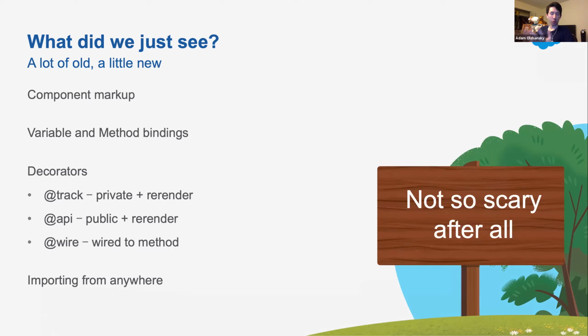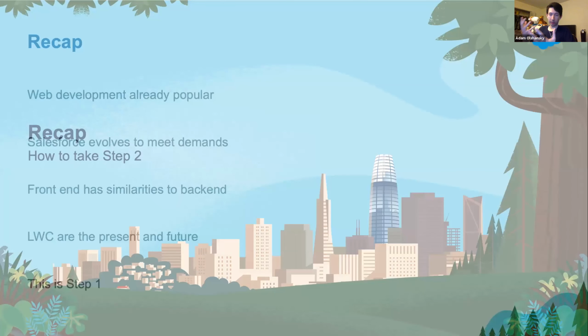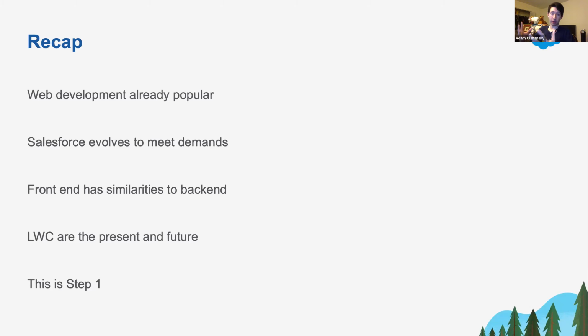All right, so with step one, where do we go from here? How do we take step two and beyond? We talked about how web development's already popular. So if you haven't already started learning about front-end development, now's a great time to do so. Salesforce has evolved to meet the demands of the consumer base. So Lightning Web Components, along with the improved web standards, has allowed Salesforce to embrace those industry standards as well. A lot of similarities between the front end and the back end. But LWC is really the future of Salesforce development, as long as front-end languages like JavaScript continue to stay so popular. And again, this is just step one.